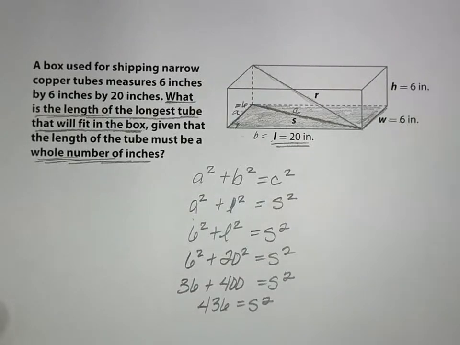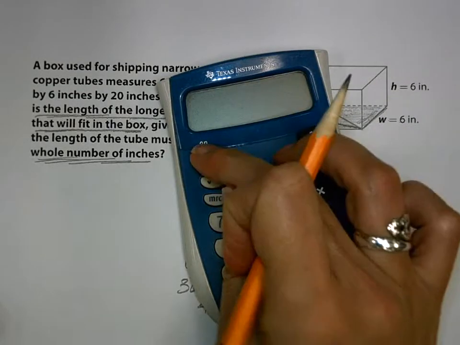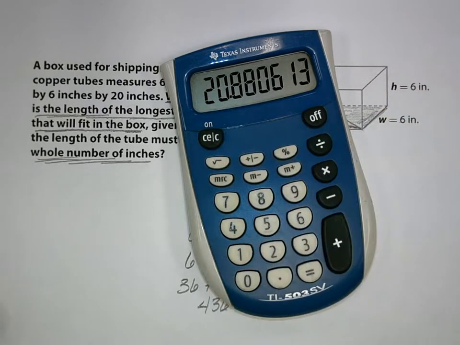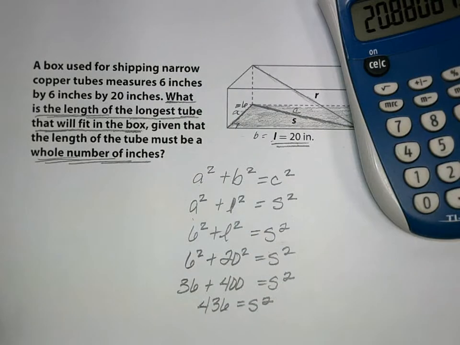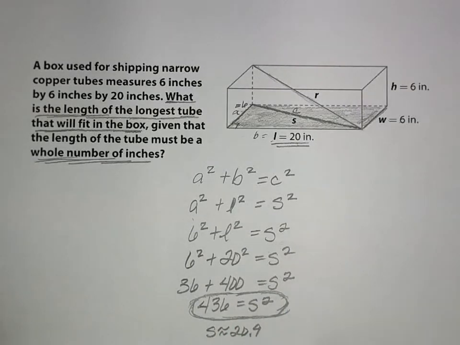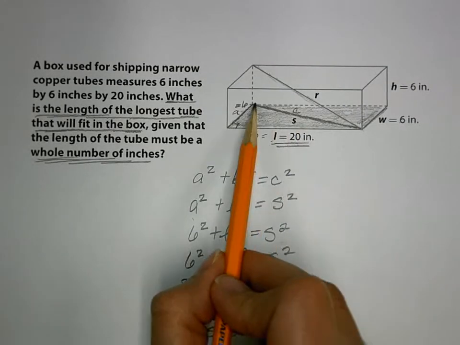We're going to grab our calculator, find the square root of 436, and it's approximately 20.9. I'm actually not going to use that just yet because I'm going to need S squared for my next problem. So I'm going to circle this, but I am going to write in that S is approximately 20.9. But you're going to see why in just a minute, that I'm actually going to use this instead. That takes care of this unknown length.